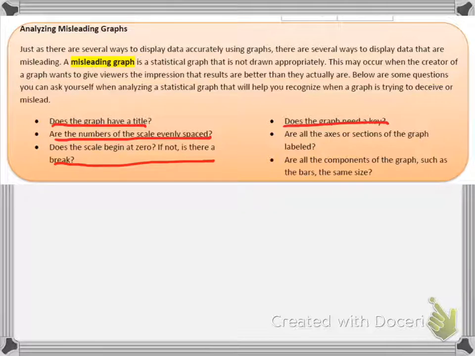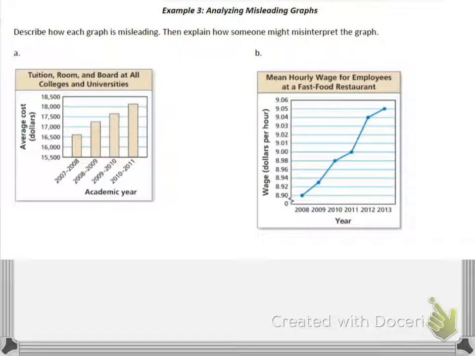Are the components of the graph, such as the bars, the same size? Sometimes what people will do is manipulate it, make a bar wider, and so yes, it's going to the right height, but because they made a bar wider, it looks bigger to the eye, and they're trying to make it look like the effect of whatever they're looking at is bigger. So let's ask ourselves some of these questions with these graphs. Describe how each graph is misleading.